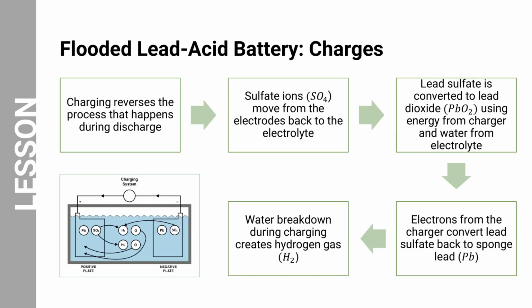Charging essentially reverses the process that happens during discharge. Sulfate ions, SO4, move from the electrodes back to the electrolyte. Lead sulfate is converted back to lead dioxide, chemical formula PbO2, using energy from the charger and water from the electrolyte. No direct oxygen involvement. Electrons from the charger convert lead sulfate back to sponge lead, chemical symbol Pb. Water breakdown during charging creates hydrogen gas, H2, that needs to be vented from the battery.